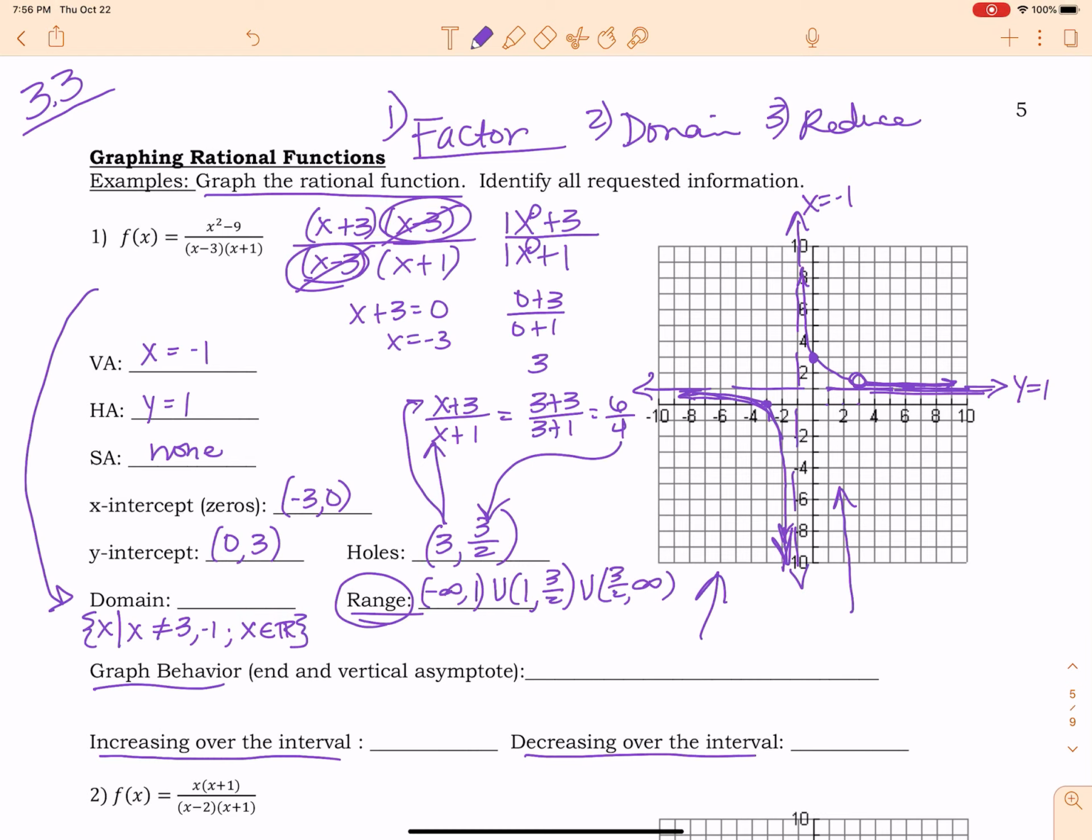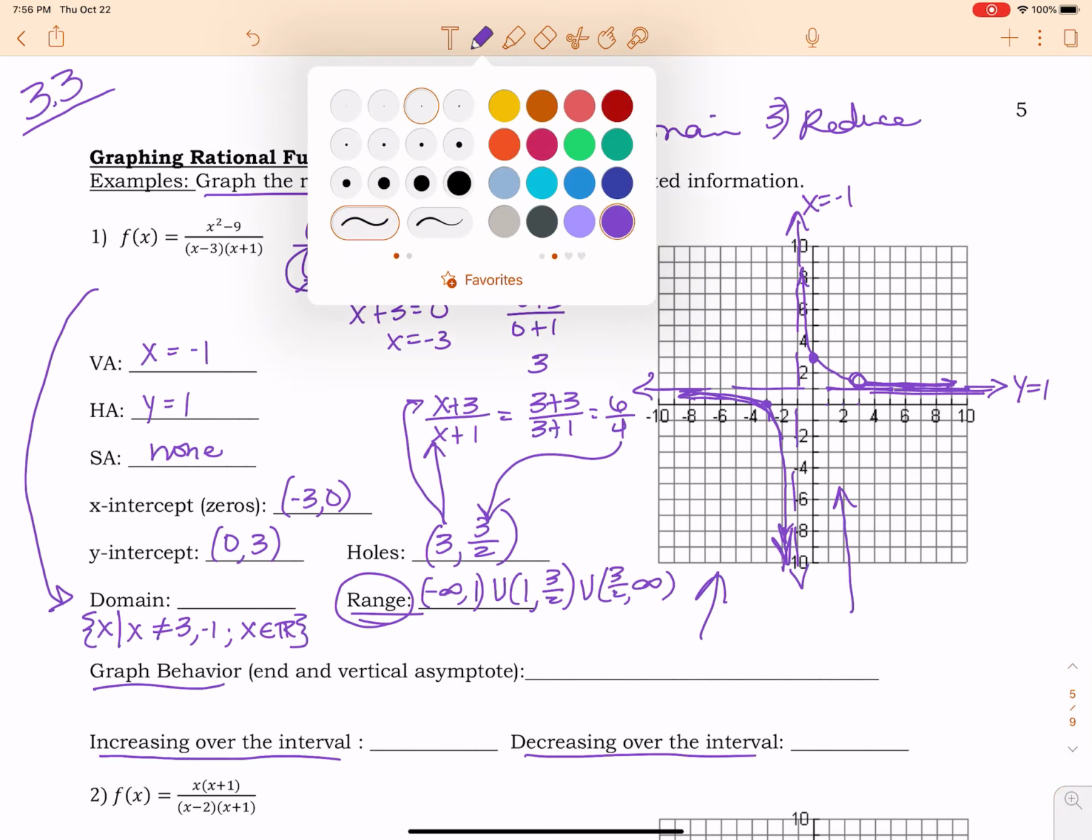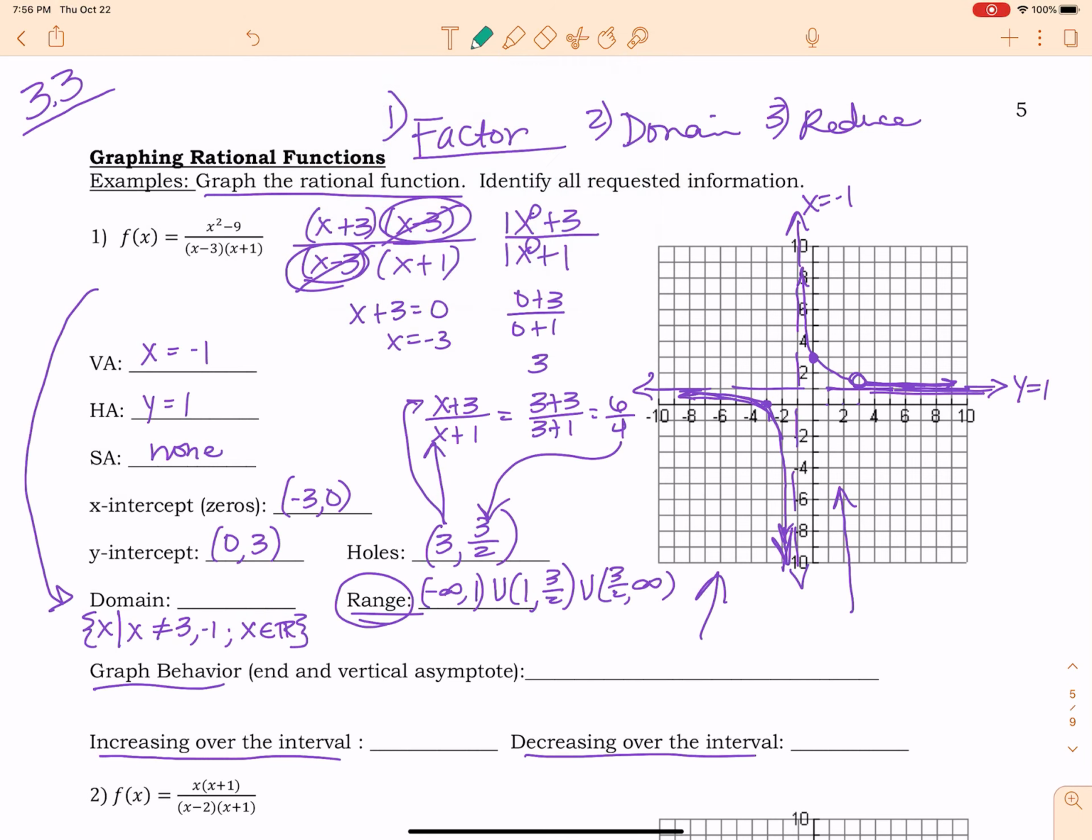Okay, now we're going to look at the graph behavior. We have 2 types of behavior. I'm going to switch pens here, switch colors so you can see this. All right, we have 2 things happening. This right here is end behavior, and so is this. Remember, with end behavior, x always approaches infinity and x always approaches negative infinity. Well, as x approaches positive infinity, y is going to approach 1. And as x approaches negative infinity, it's also going to approach 1.